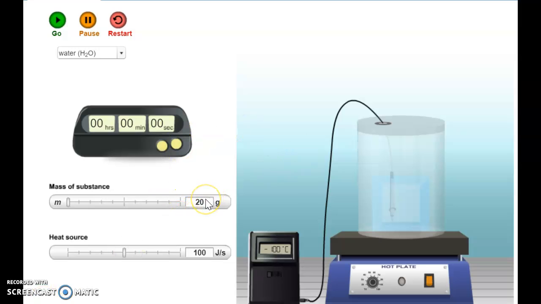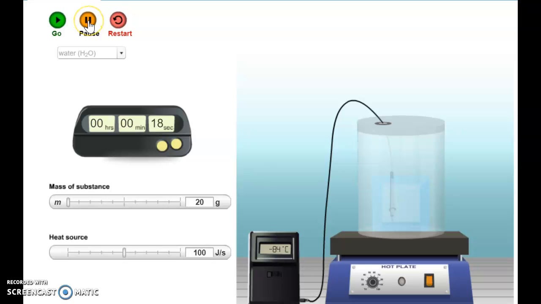For our new exploration number 2, we're going to be changing the mass. Initially we're going to start with the mass at 20 grams. We're going to keep the heat source at 100 joules per second. So we'll do the same thing. First we're going to say ice before it starts is at 0 time and negative 100 degrees Celsius.